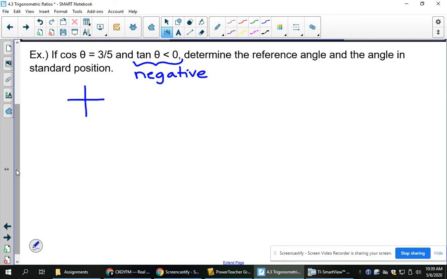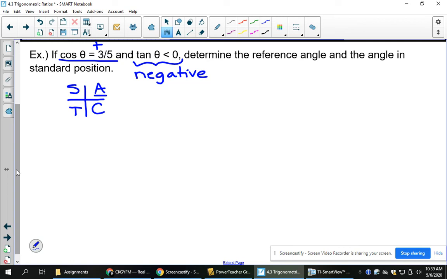So if I think about my CAST rule, they've told me cosine is 3 over 5, or if I dig into that number a little bit more, that's a positive number. Cosine is positive and tangent is negative. Which quadrant is that true in?